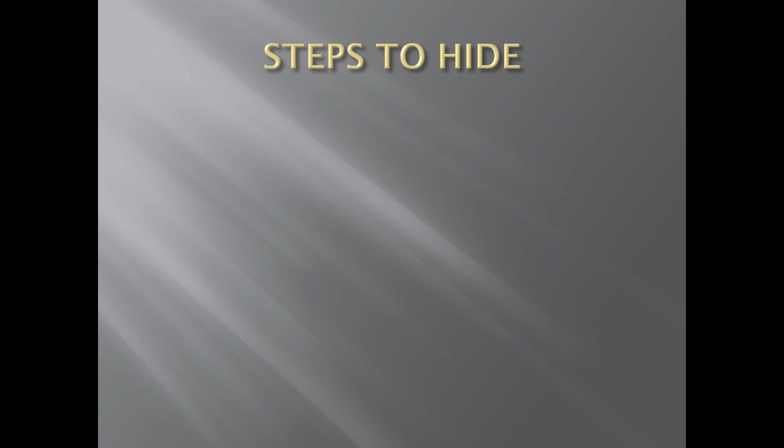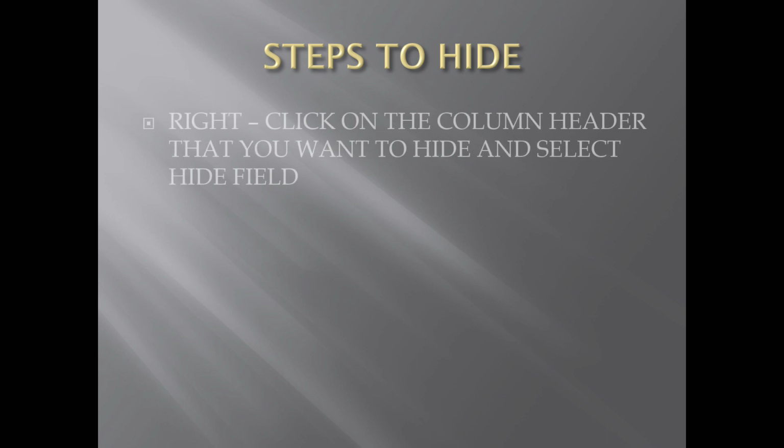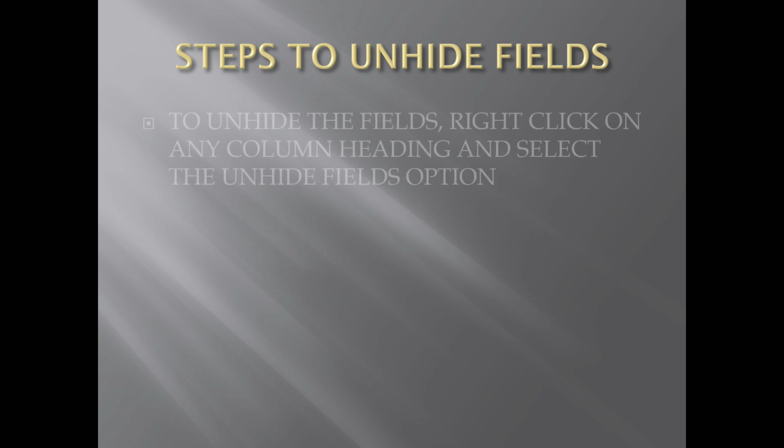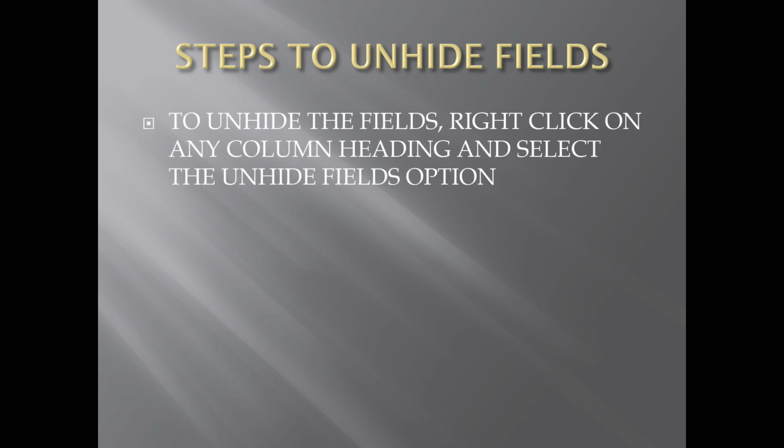You have to just right click on the column header you want to hide, and just select hide field from the context menu. So you right click on the column header that you want to hide and select hide field. Steps to unhide is also the same as hide. To unhide the field, right click on any column heading and select unhide field option.